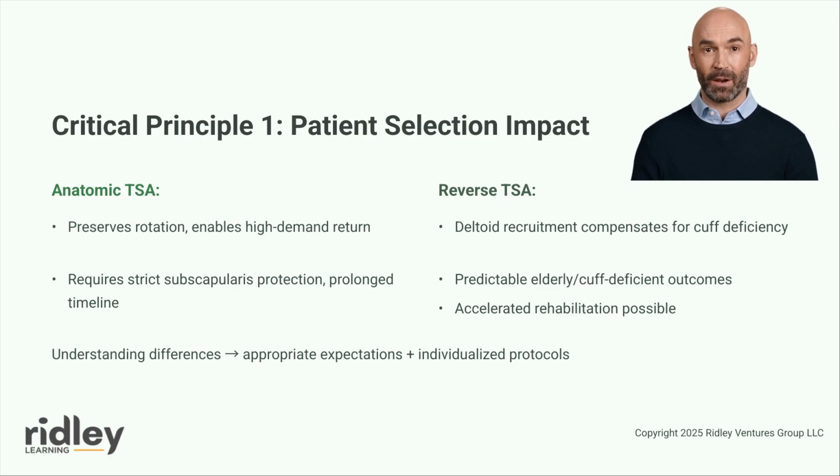Reverse arthroplasty compensates for rotator cuff deficiency through deltoid recruitment, provides more predictable outcomes in elderly and cuff-deficient populations, and permits accelerated rehabilitation with minimal immobilization in most cases. Understanding these fundamental differences allows you to set appropriate expectations, design individualized protocols, and communicate effectively with surgical colleagues and patients regarding realistic functional goals.